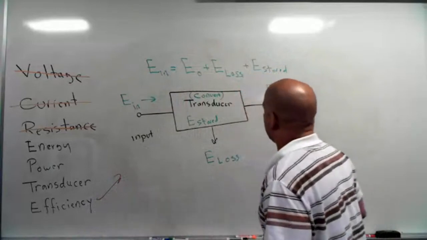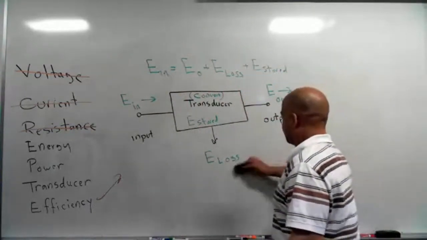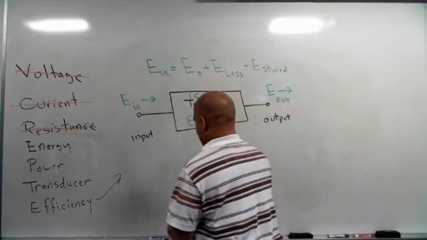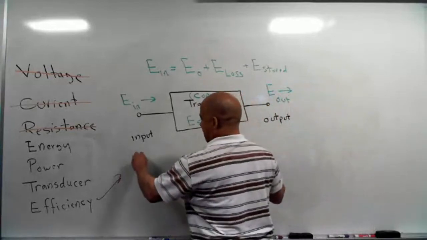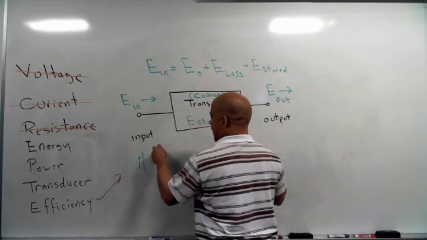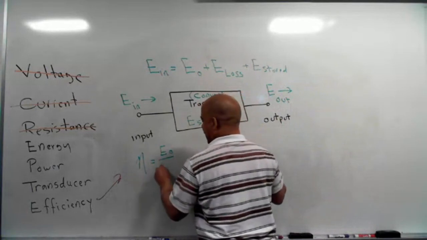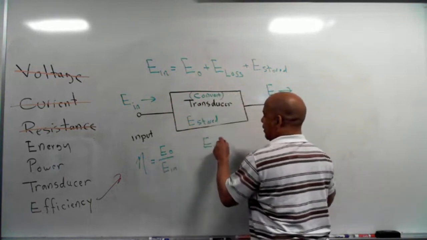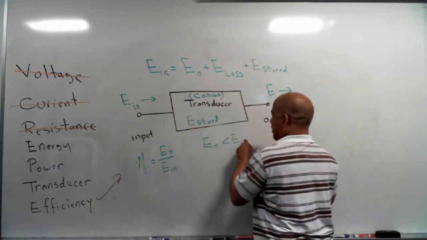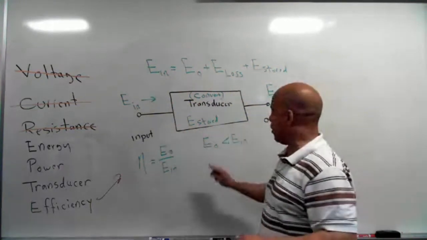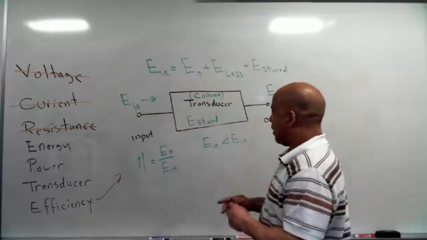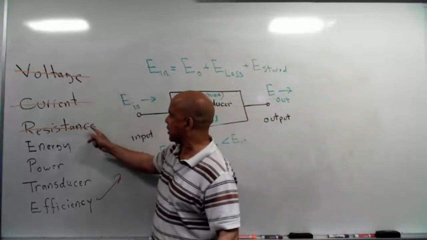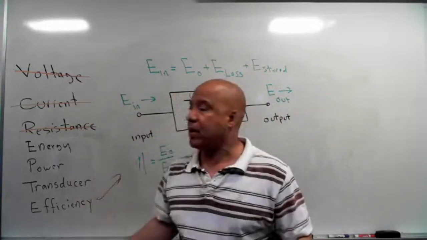But here's the problem. Let me show you this. Efficiency is the ratio of the energy out to the energy in, and what you'll find is that E out is always less than E in. You'll never have a case where they're equal or where the sign is the other way. But how do I get this ratio when all I know is voltage, current, resistance, or power? How do I get it?